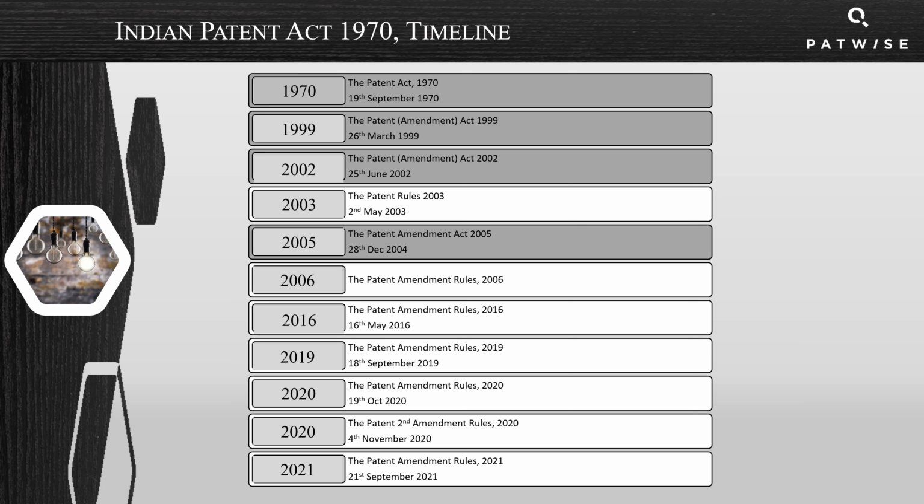Post the 1999 Amendment Act, the second amendment to the Indian Patent Act was in the year 2002. The same year, the new Patent Rules of 2003 also replaced the earlier Patent Rules of 1972. The third amendment to the Patent Act was in January 2005. The ordinance was replaced by the Patent Amendment Act 2005, which was brought into force from 1st January 2005.